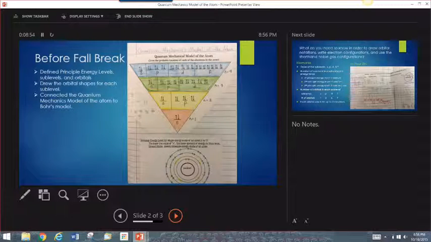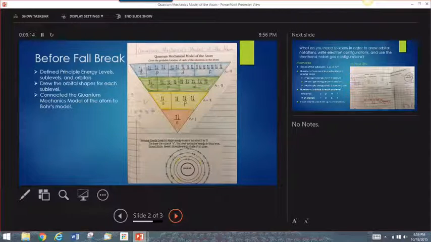For each one of the sublevels, there are different numbers of orbitals. In the S sublevel, there is 1 orbital. For the P, there are 3 orbitals. For D, there are 5 orbitals. For F, there are 7 orbitals. So those are the different paths.